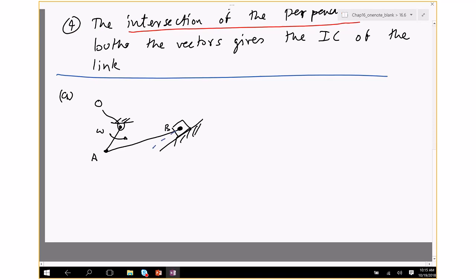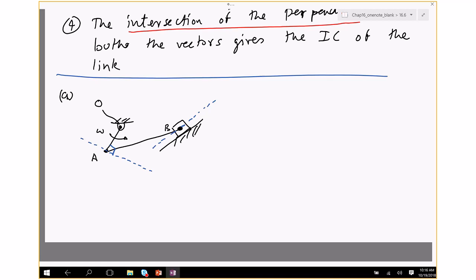So that's the direction of the blue dashed line, the velocity direction for B, and a similar one is drawn for A. That has to be 90 degrees. That's always true, that the velocity of A is at right angles because the point O is pinned.